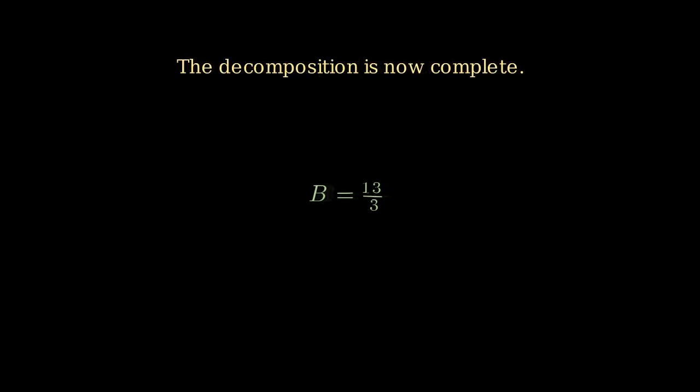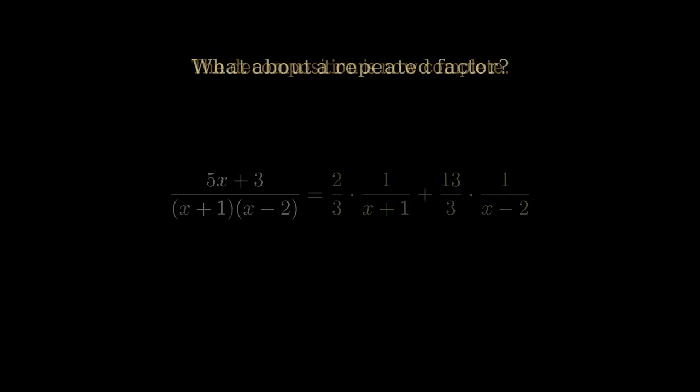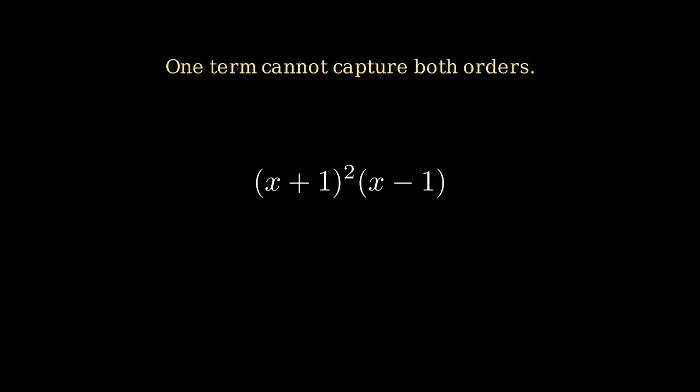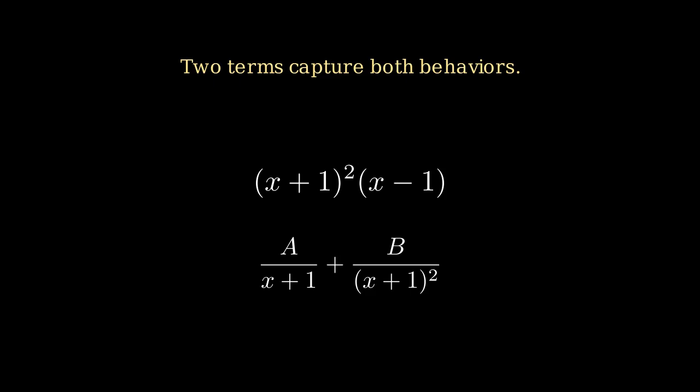(5x + 3) over the quantity (x + 1)(x - 2) equals 2/3 over (x + 1) plus 13/3 over (x - 2). Now what happens when a factor in the denominator is repeated? A single term cannot capture everything happening near that repeated root, because the fraction behaves differently at different orders close to it. So a repeated factor of power 2 needs two separate terms, one over the factor itself and one over the factor squared. Here is an example.